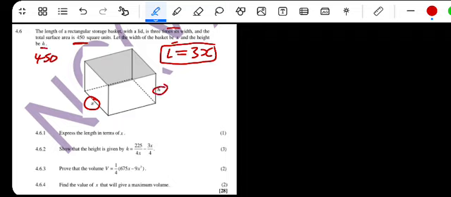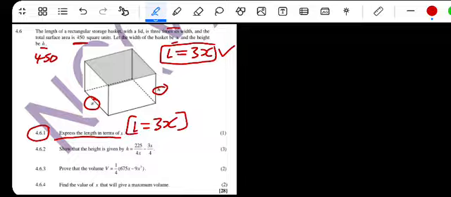Alright, so 4.6.1: express the length in terms of x. Already we have expressed the length there, simply equals 3x. It's 1 mark. It is there in the statement already. So we've given that. Now 4.6.2.